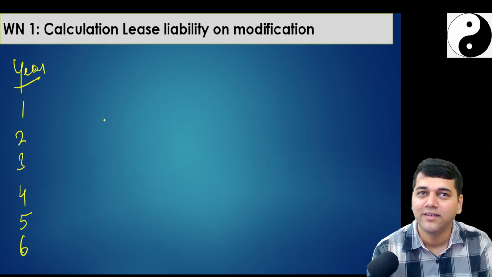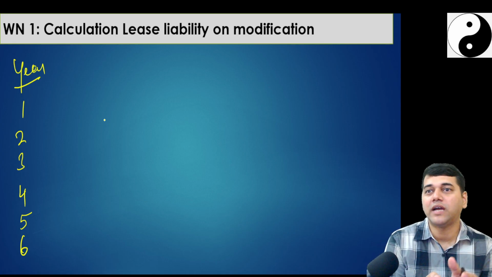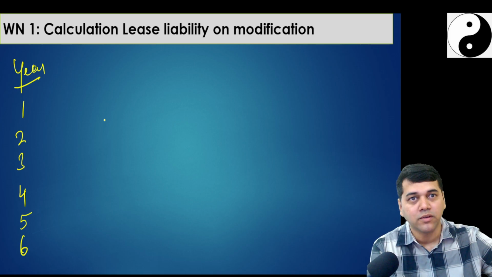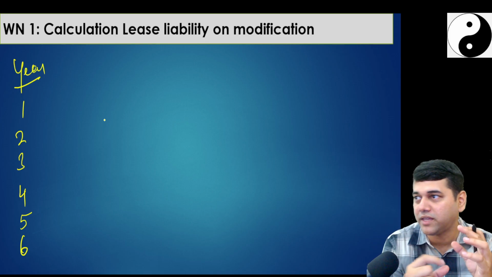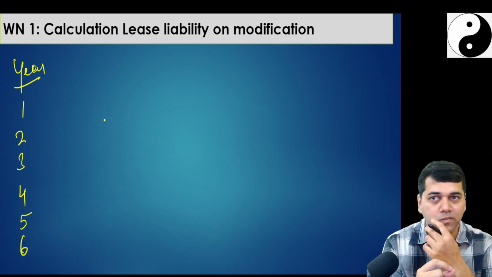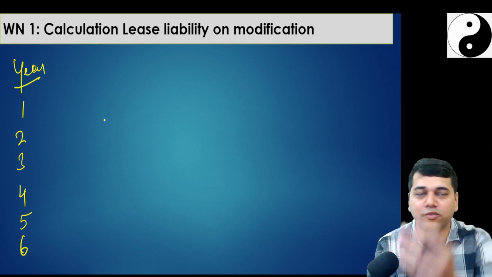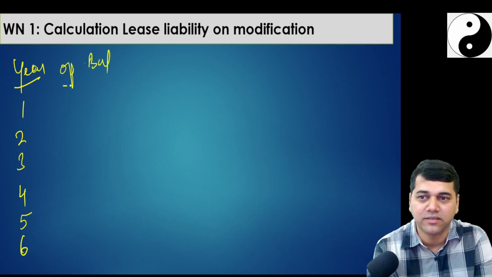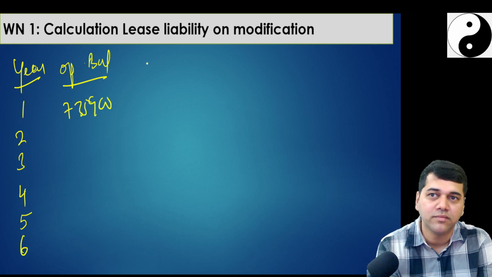What am I trying to do here? Amortization schedule. Why? Because I want the 6th year closing balance. Why? Because I need to do the remeasurement and figure out how much additional entry is going to come there. It's a remeasurement case, so it should not make any difference to you between this question and the previous question. So I will write here opening balance 735,900. What is the next column?